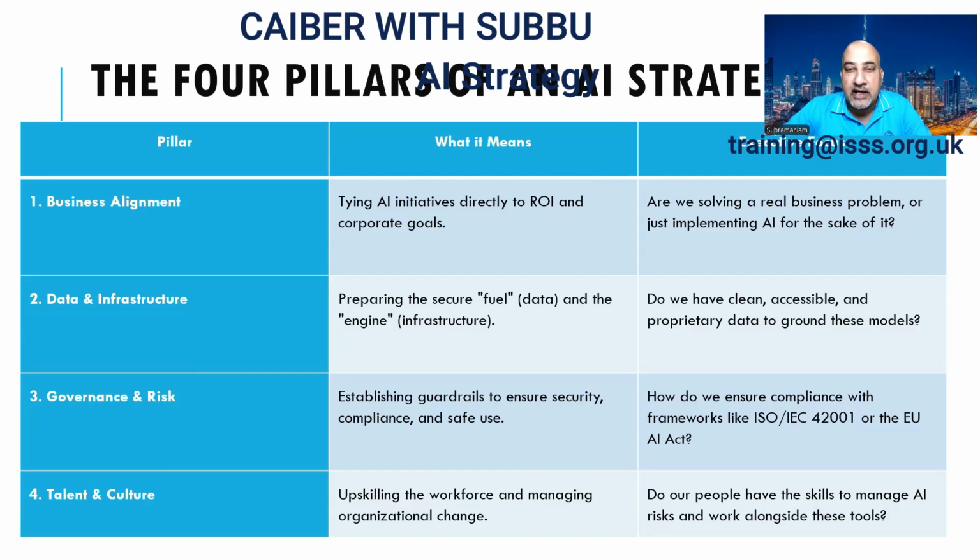Next one is to see whether we have the right data and the infrastructure to actually host it. Why the infrastructure? We're going for deep learning models, large language models, etc. You need to have GPUs and TPUs to host them. If you don't have them, then we need to go to the cloud. Or you can go for a small language model which doesn't require GPUs and TPUs, and can work on the edge computing. So business alignment, data infrastructure, governance, and risk.